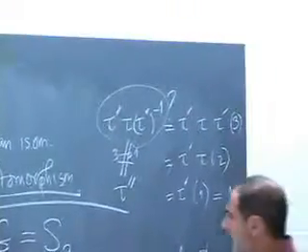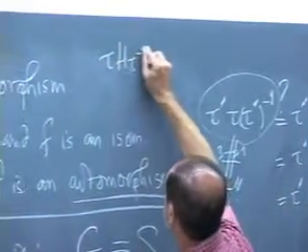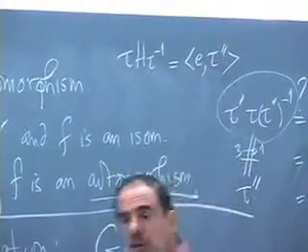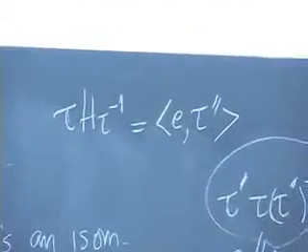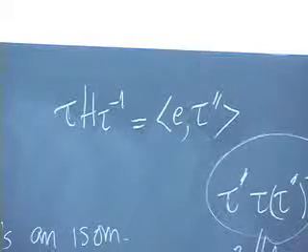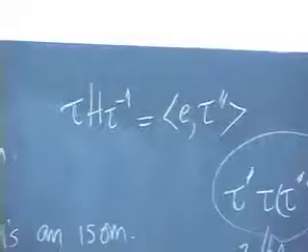Okay? So in fact, we find here that tau H tau inverse is the subgroup E tau double prime. And so there's a non-normal subgroup for you. In particular, that subgroup is not the kernel of a homomorphism. Okay? So now let me give you some examples of kernels and images.